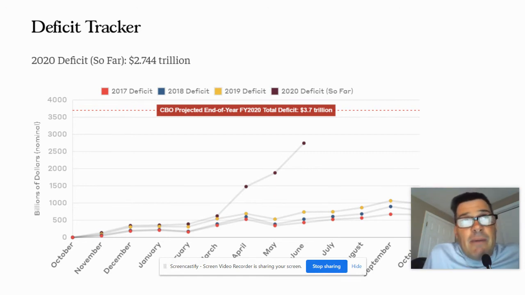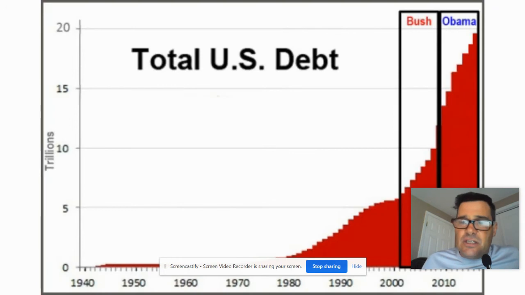Is it ever possible to pay back the national debt? Okay, let's move on to the next topic. All right. By the way, there's the national debt. I don't have Trump laid on top of that, but it's going to be even sharper.